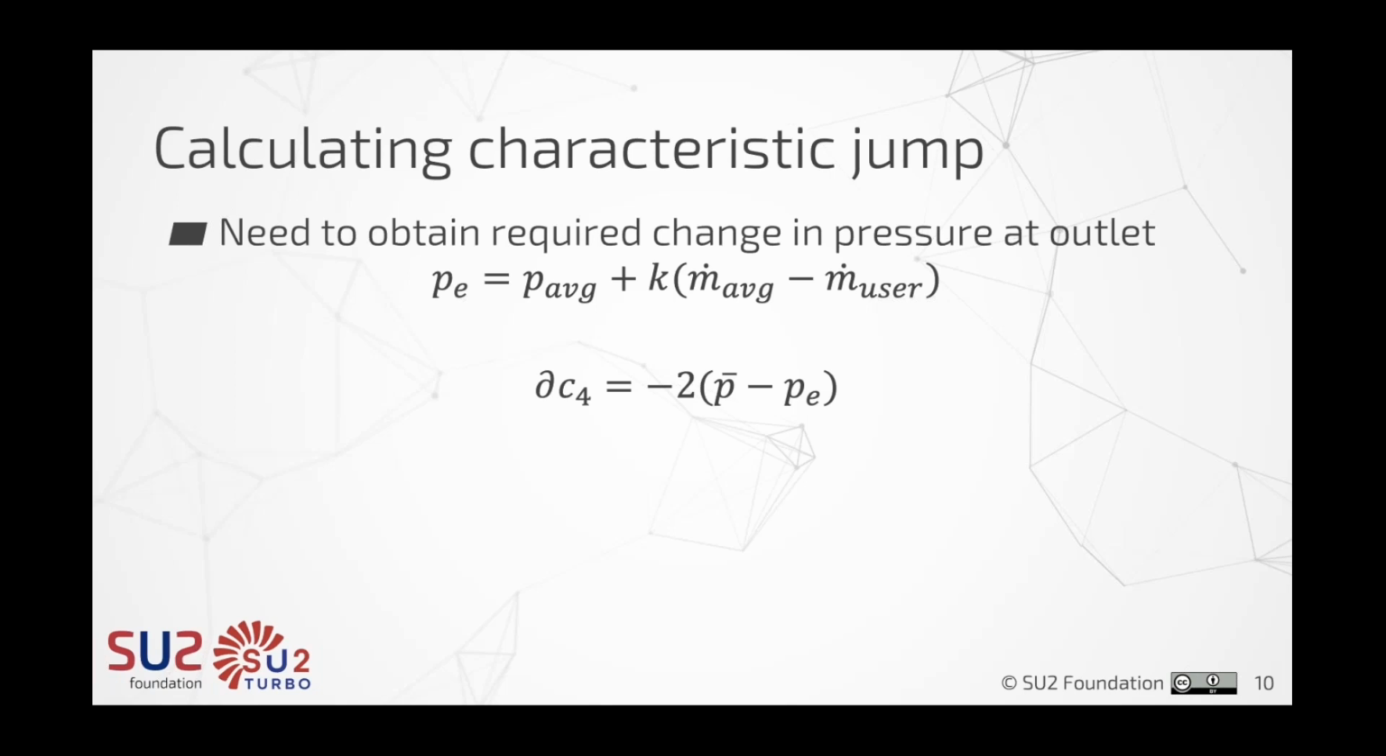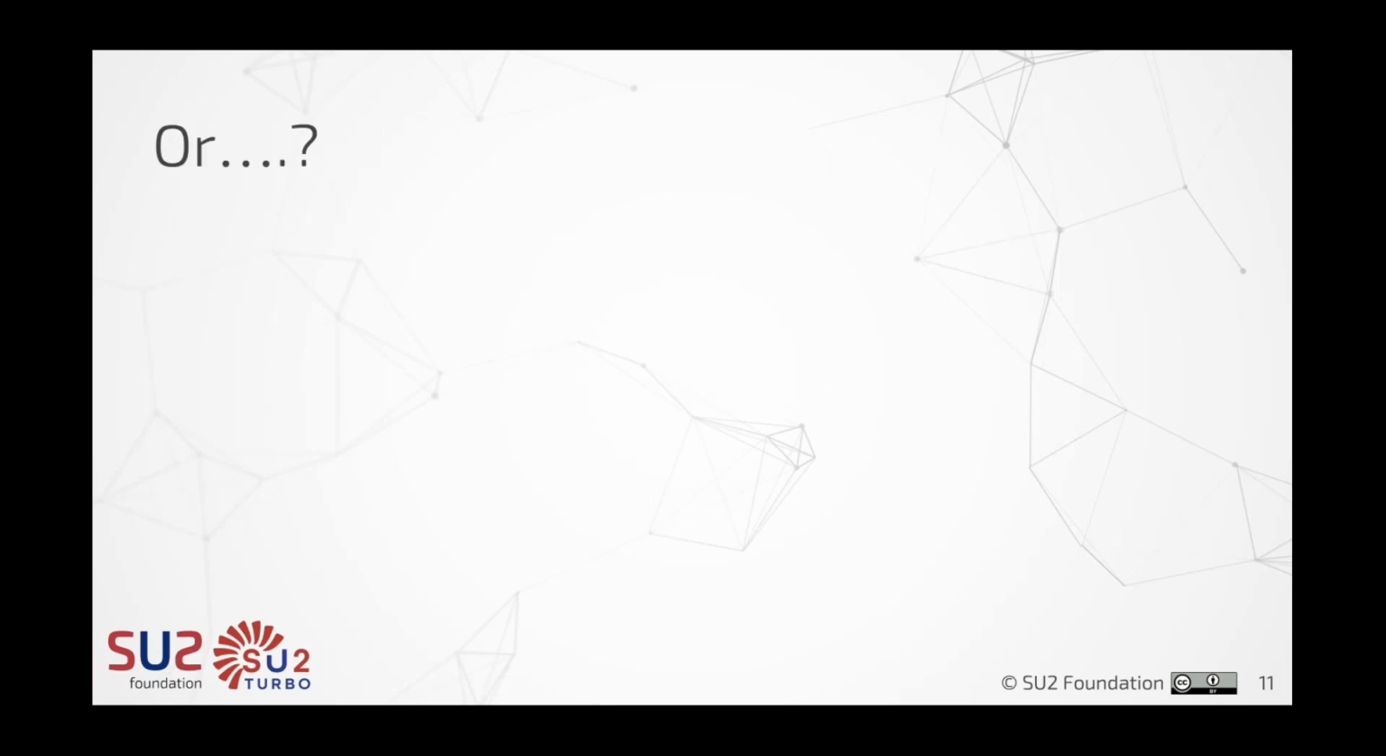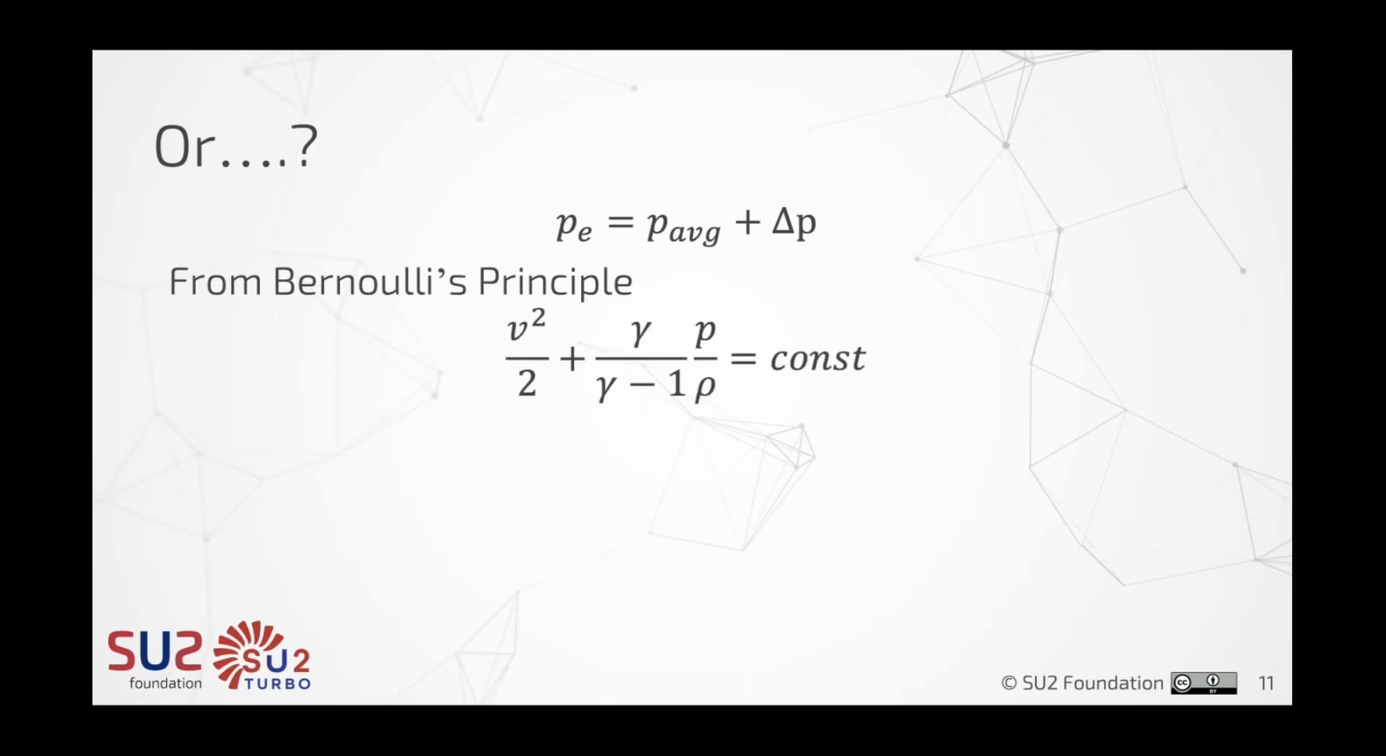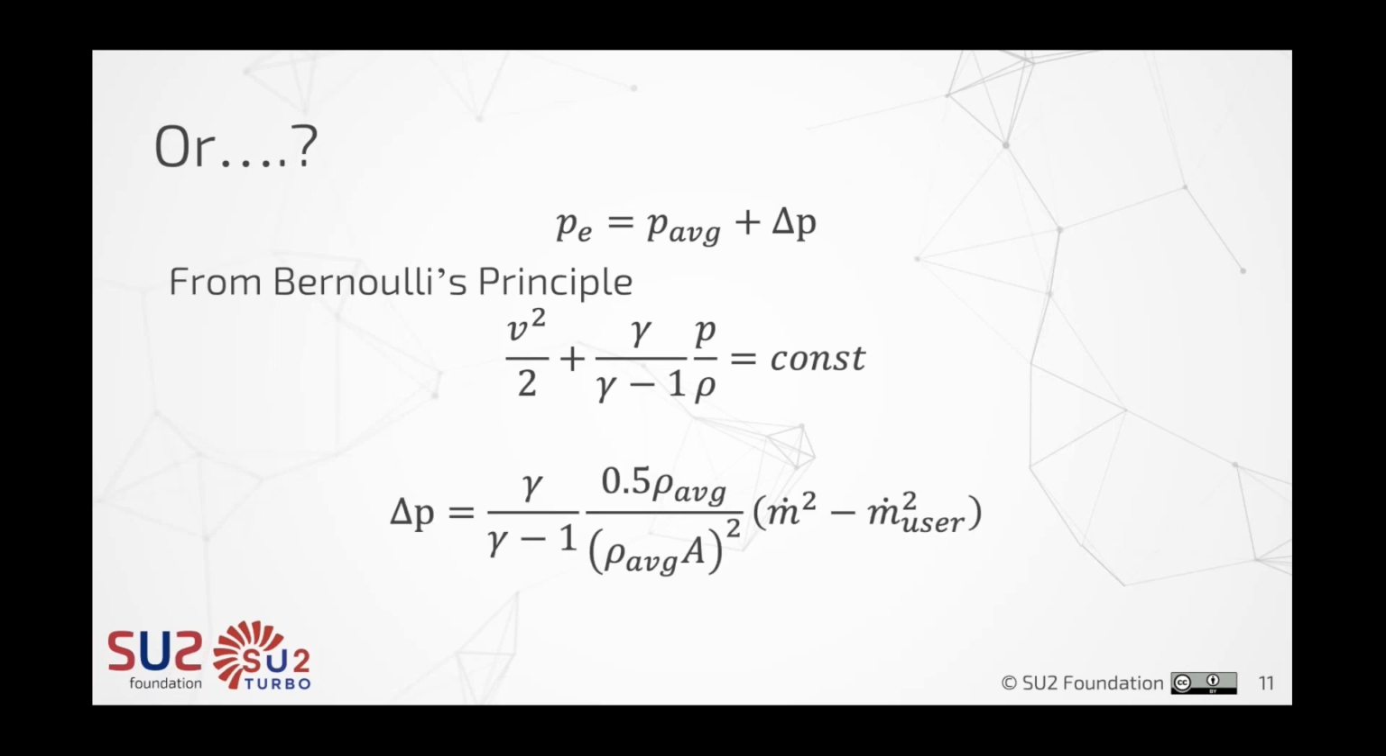So I've got this other method that I like to use based on Bernoulli's principle. So we have exactly the same here. We have some average pressure calculated, and we want some change in pressure to calculate it. And if we use Bernoulli's principle for compressible flow, we can get this nice little equation here for the change in pressure. This is in the exact same form as before with a K, but it just varies the factor K based on your flow conditions.